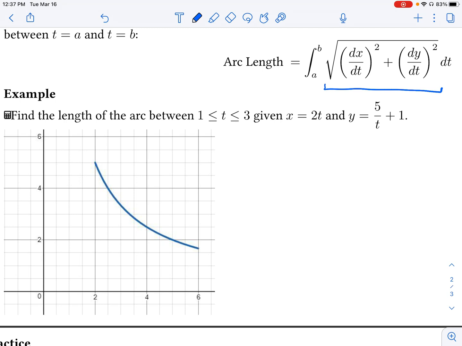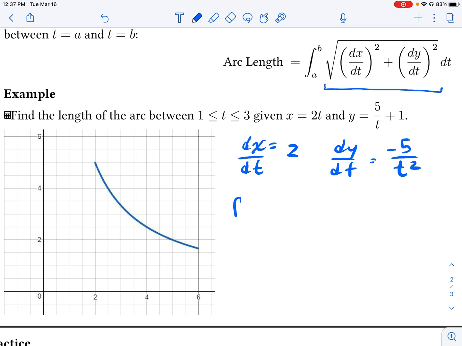So the interval is from 1 to 3. First off, let's say dx/dt is equal to 2. dy/dt would then be equal to negative 5 over t squared. So to find the length here, let's set this up.